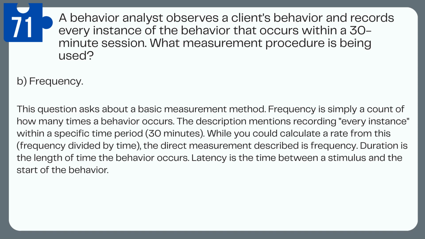Answer: B. Frequency. This question asks about a basic measurement method. Frequency is simply a count of how many times a behavior occurs. The description mentions recording every instance within a specific time period, 30 minutes. While you could calculate a rate from this, frequency divided by time, the direct measurement described is frequency. Duration is the length of time the behavior occurs. Latency is the time between a stimulus and the start of the behavior.